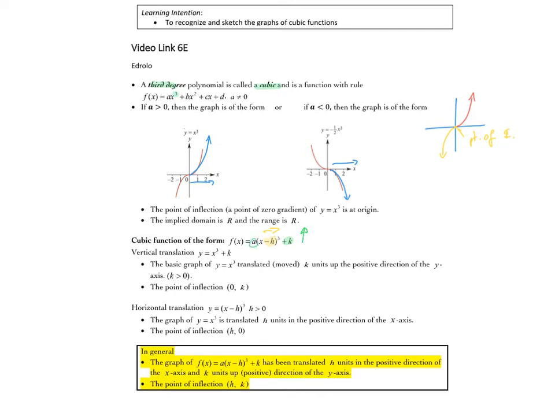Exactly the same as our quadratic graphs. If the a value out the front is negative, as I said previously, we flip it upside down. So we've got our horizontal translations, we've got our vertical translations. So there's the general rule, which really applies. It's no different to our quadratic general form.